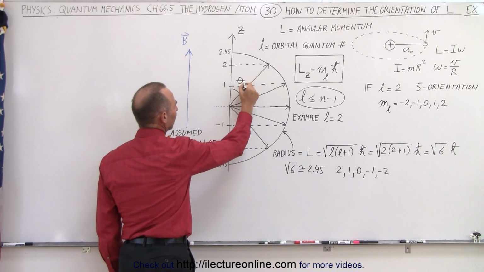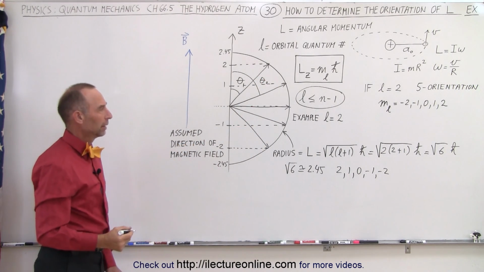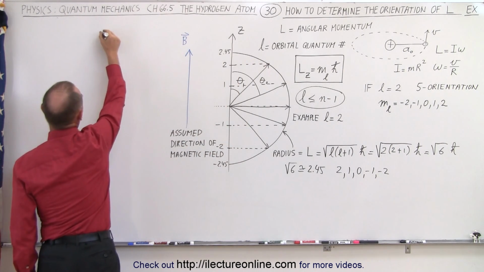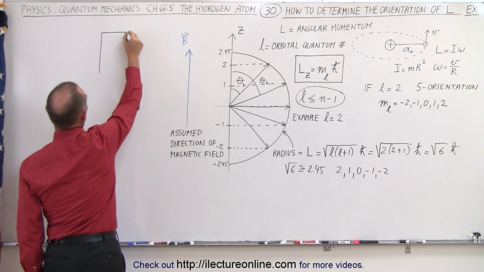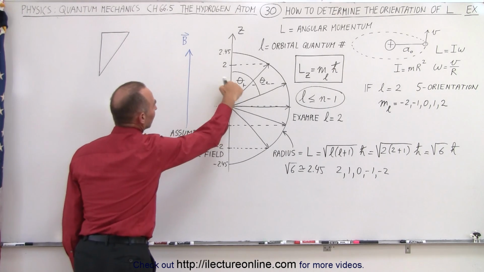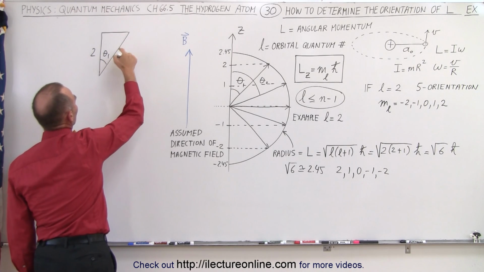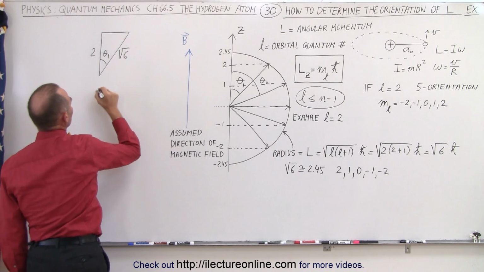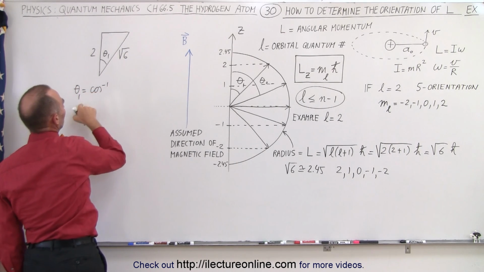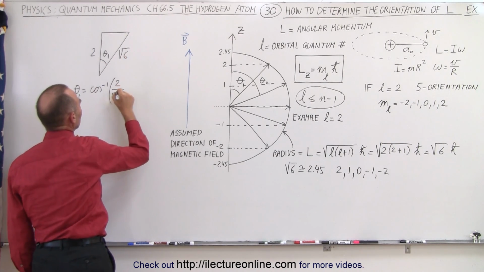Let's call this theta sub 1, and let's call this theta sub 2. Let's find those 2 angles. We can take the first example, this triangle right here. So here's our first triangle, and this angle here would be theta sub 1. The side over here would be equal to 2, and the side over here is the square root of 6. That means theta sub 1 would be equal to the inverse cosine of the adjacent side 2 over the hypotenuse, the square root of 6.